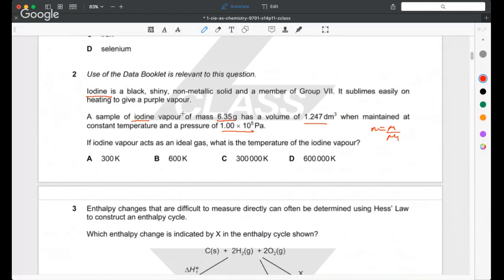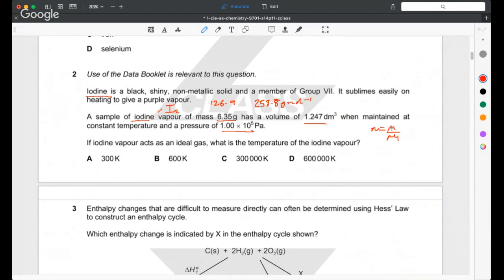And the thing that the examiner picked up was that a lot of students didn't appreciate that iodine vapor is iodine molecules. So when you look up in the data book, the relative atomic mass for iodine, it's 126.9, and to work out the molar mass for these iodine molecules, that's going to be twice that, expressed in grams per mole. So 253.8 grams per mole is the molar mass of the iodine molecules.